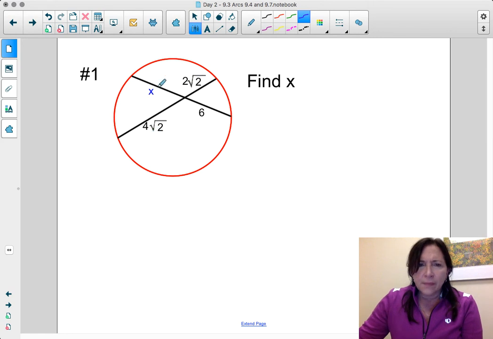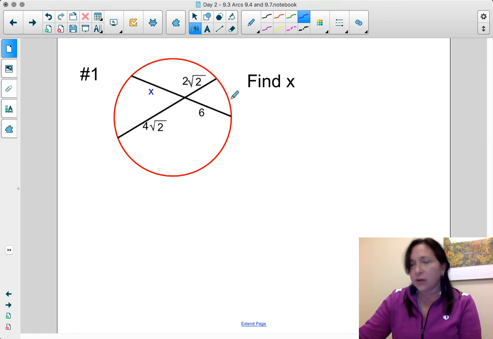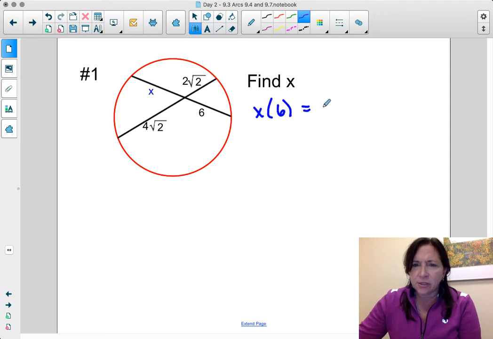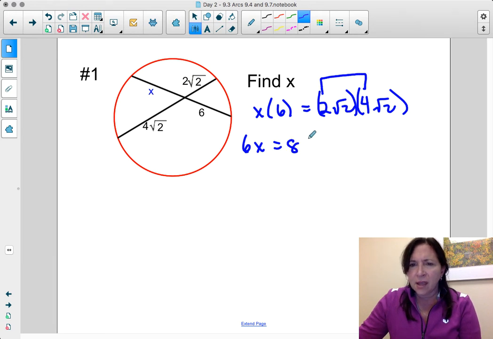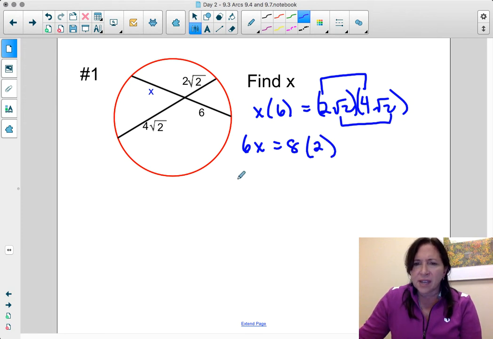So for this problem, we're going to go x times 6. So that's our theorem. So we're going to go x times 6 is equal to 2 root 2 times 4 root 2. All right, so we have 6x is equal to, and remember, numbers get multiplied with numbers. So 2 times 4 is 8, and roots get multiplied with roots. So root 2 times root 2 is root 4, which is 2. So we have 6x equals 16.